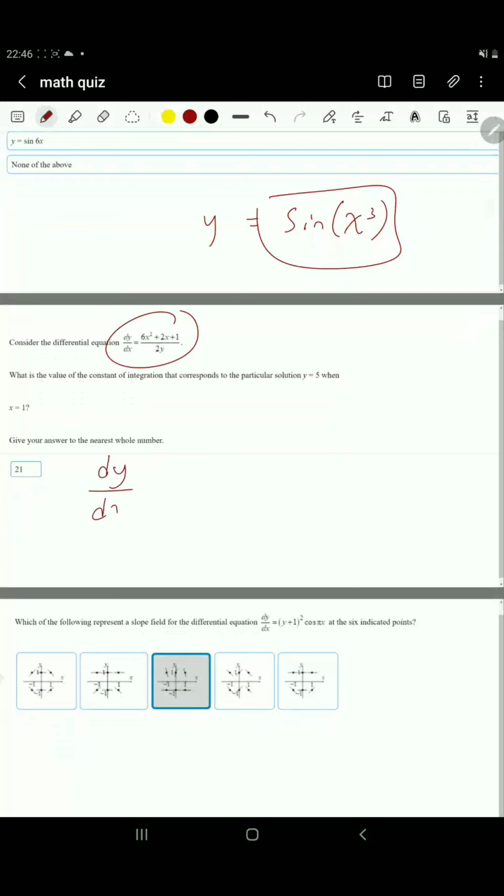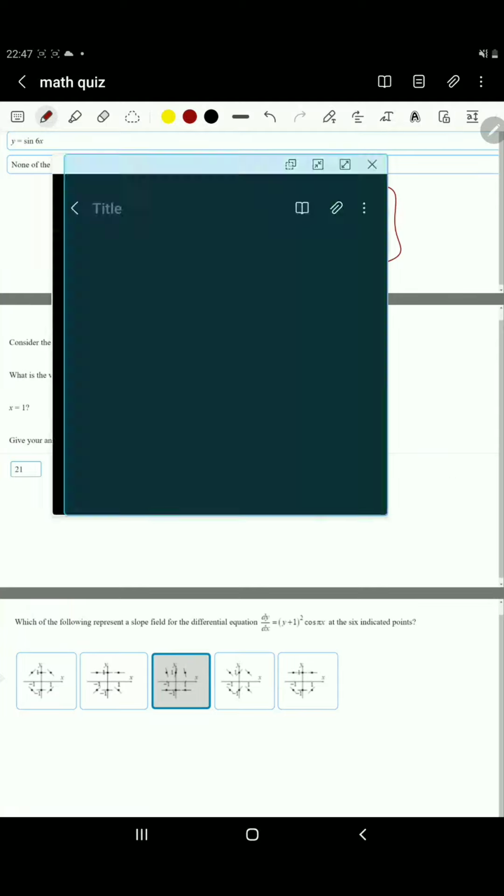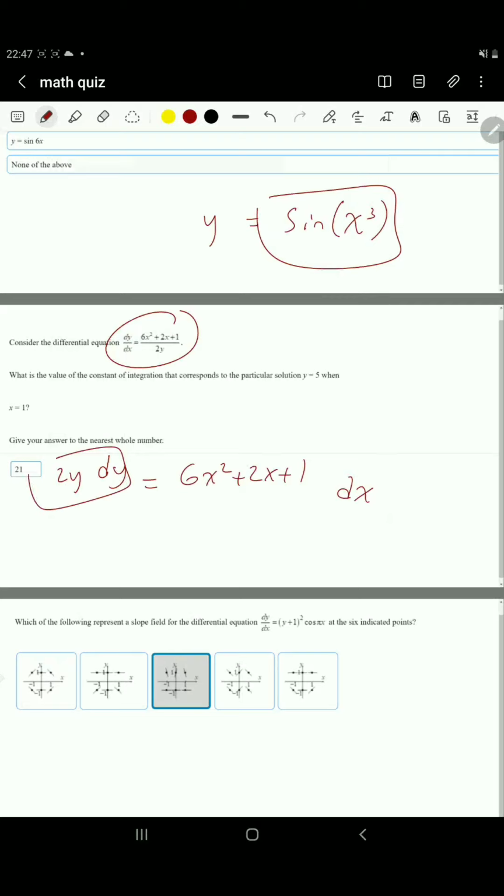dy over dx is equal to 6x squared plus 2x plus 1 all over 2y. Cross multiply, bring the dx here. Multiply by 2y on this side, and the 2y cancels out on the other side. Cool. So now you have the y's on one side and the x's on the other side. So what do you do? You integrate.